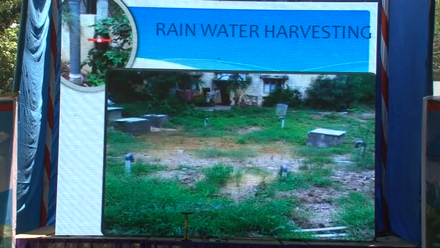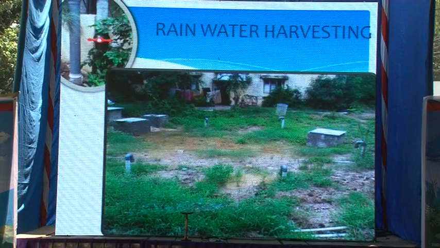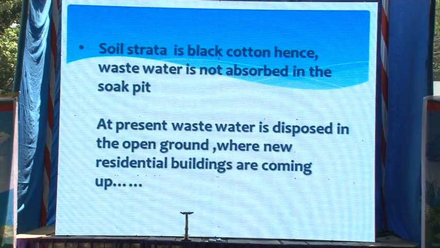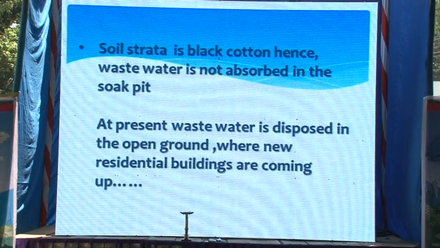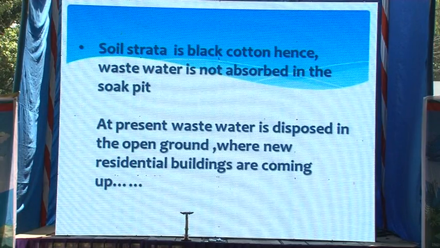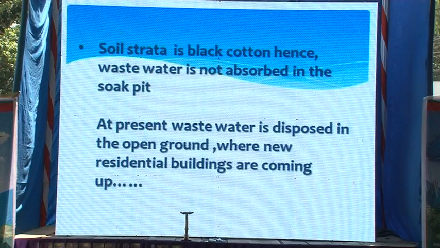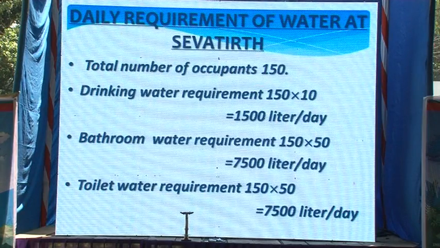So they solve this problem by rainwater harvesting. They collect rainwater in a 4 lakh liter underground water storage tank and use it only for drinking and cooking purpose. Then SEVATIRTH soil strata is black cotton, hence wastewater is not absorbed in the soak pit. At present, wastewater is disposed in the open ground where new residential buildings are coming up. So this is the main problem.